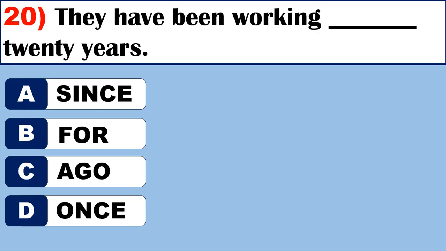So let us eliminate C and D. It can't be once. So, ago is for the past, the preterite. So it can only be A or B. A if it is the beginning of the action, and B if it is the duration. And in my opinion here, it is the duration. It is the number of years they have been working. It is the duration. So it is B.